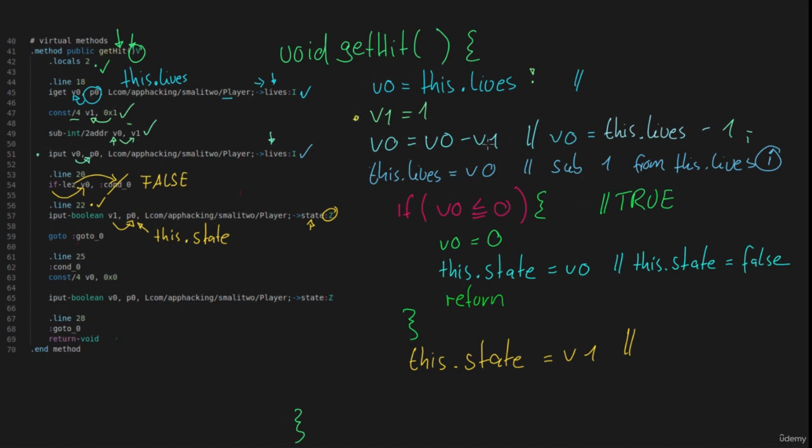Afterwards, we subtracted this one, but we didn't reassign this. Therefore, the value is still the same. And here we can see, okay, we didn't use it further. This means our v1 is holding this value over here. And now we are putting a boolean into this.state, which means we are putting the value 1, which means the state true. So this.state is now equal to true, based on this one.